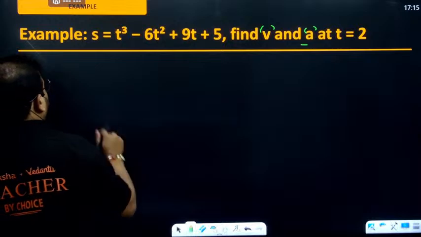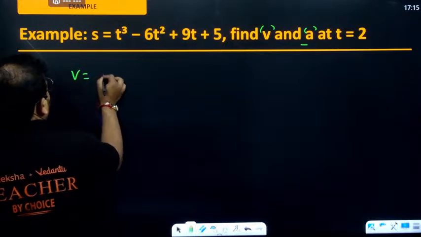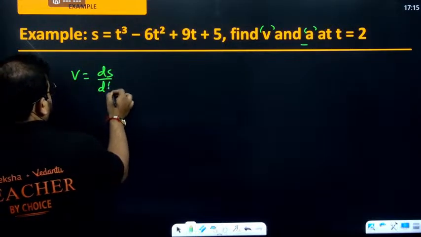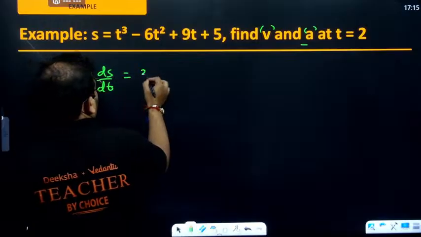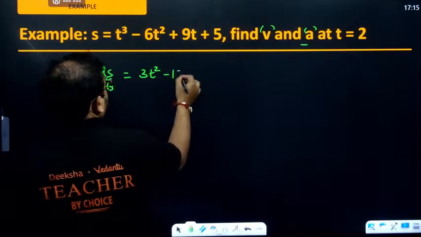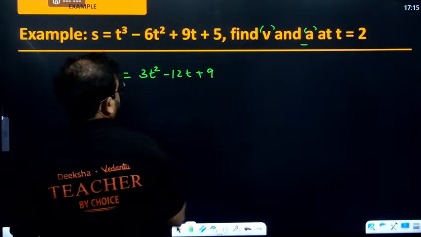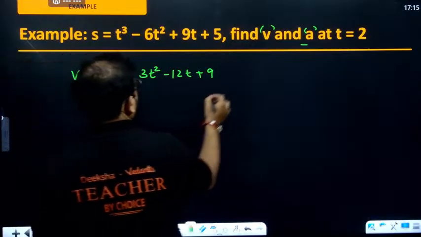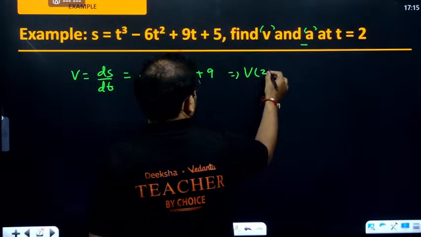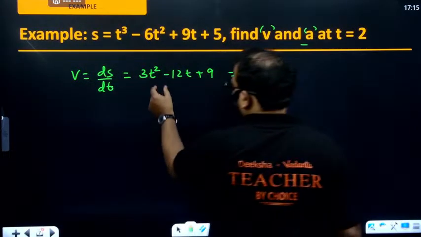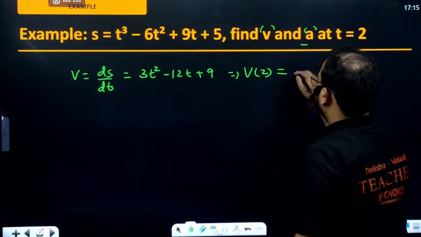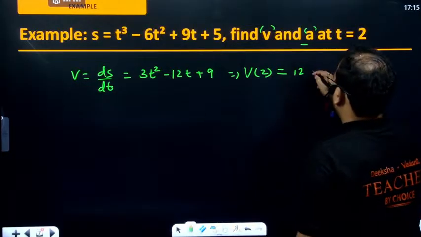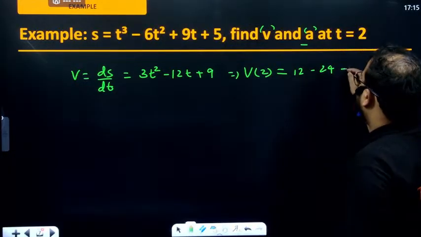Okay, 2 units, whatever it is. So to find the velocity, I need what? ds by dt. Differentiate this. You will have 3t square minus 12t plus 9. We want to find this when the time value is 2. So v at 2 will be how much? 4 into 3, that's 12, minus 24 and plus 9.